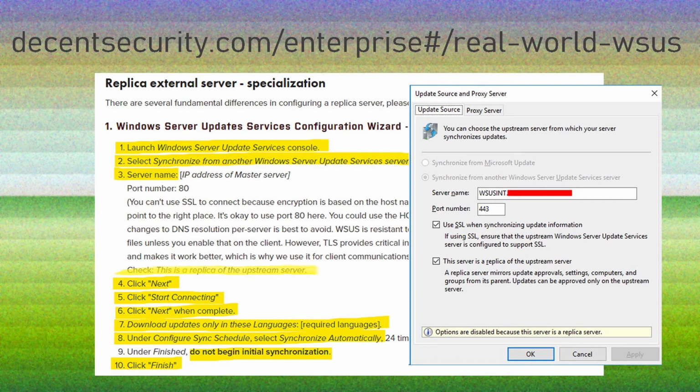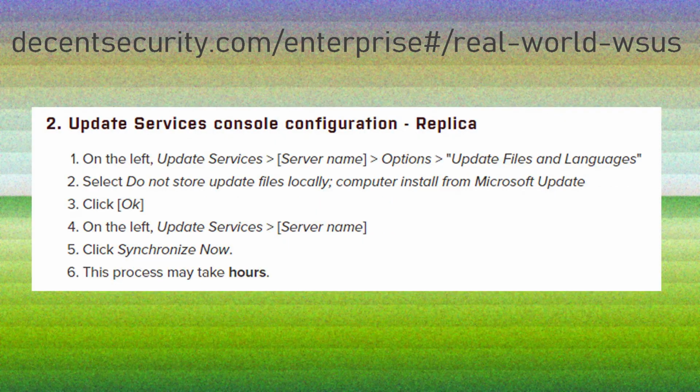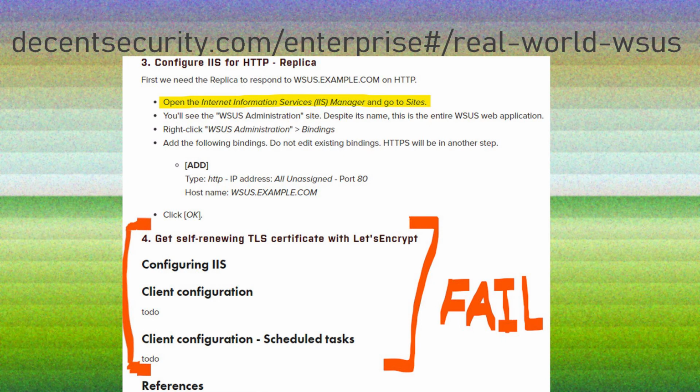I was also able to put port 443 in as the number because I took care of encryption at the beginning. Now, also while on your external server, you tell it not to store update files locally, but to tell your computers to go to Microsoft Update and then start a sync. Now we need to set up external access for your off-network users. So open IIS and then wait for my next slide.